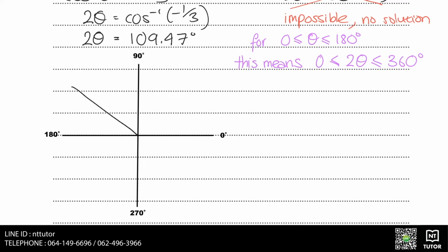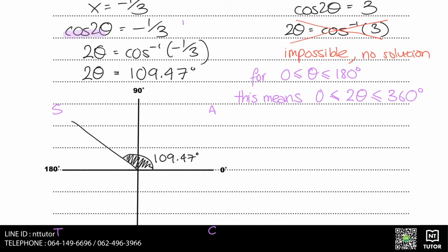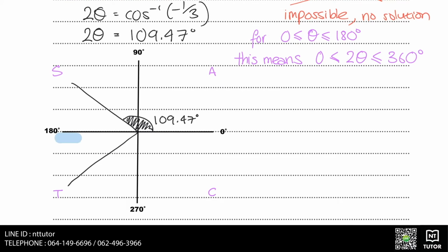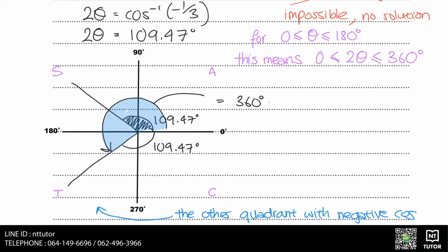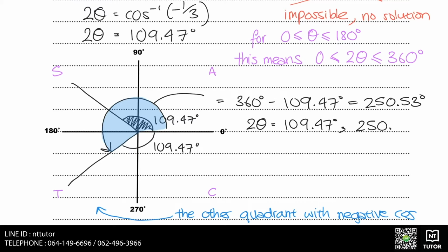We can use the unit circle to find the other angles that correspond to our same value of cos, which is minus 1 over 3. We are dealing with negative cos, therefore the only other quadrant with a negative cos is the third quadrant. So our angle is there, and the angle that corresponds to that is 360 minus our first answer, which is 109.47. This means that we have 2 theta equals 109.47 and 250.53. And in order to solve for theta, we just need to divide these two values by 2.